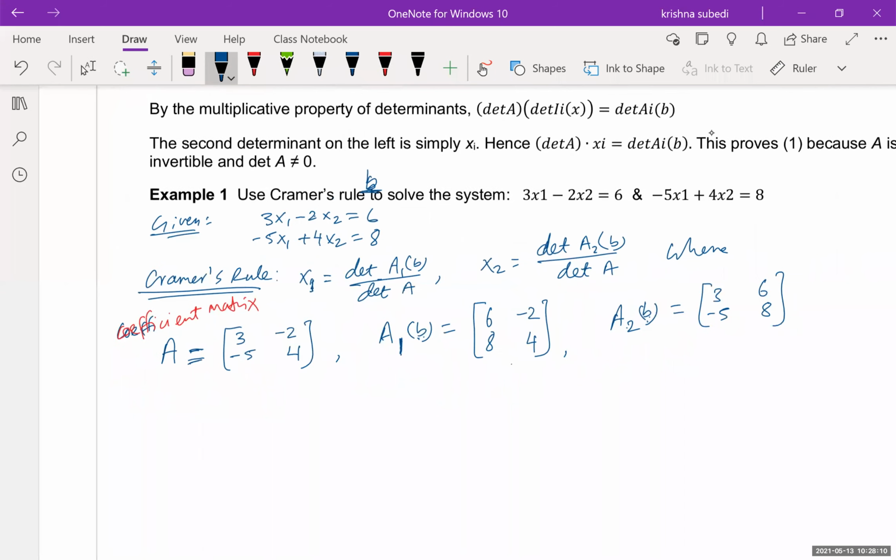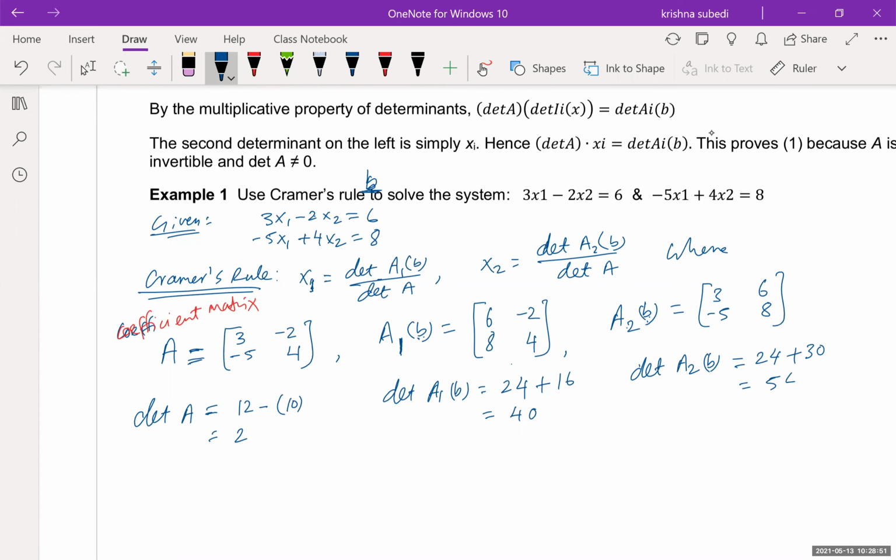Now all we need to do is find the determinant of A, which you can find easily. That's going to be 12 minus 10, which is 2. And determinant of A sub 1 b equals 24 plus 16, which is 40. And determinant of A sub 2 b equals 24 plus 30, which is 54.